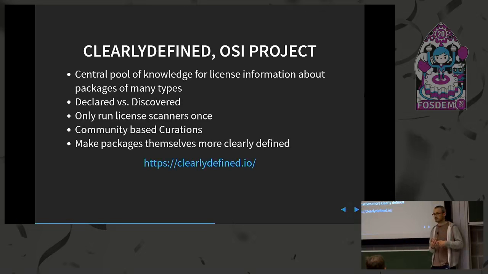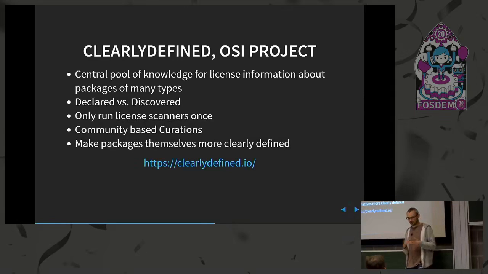So with some package managers, you can download the package, but there's no pointer to the actual source location, like which GitHub repository this package came from. So ClearlyDefined is a project to get all of that information in one central location.